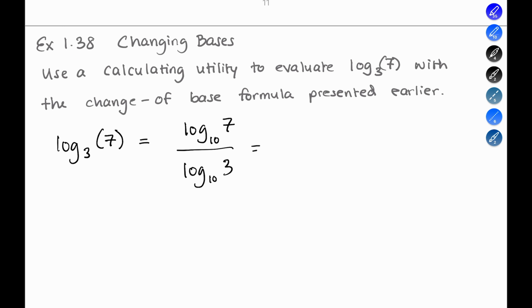When we solve with our calculator, if I were to say log of 7 divided by log of 3, the answer is 1.771. So this is the answer for this problem.